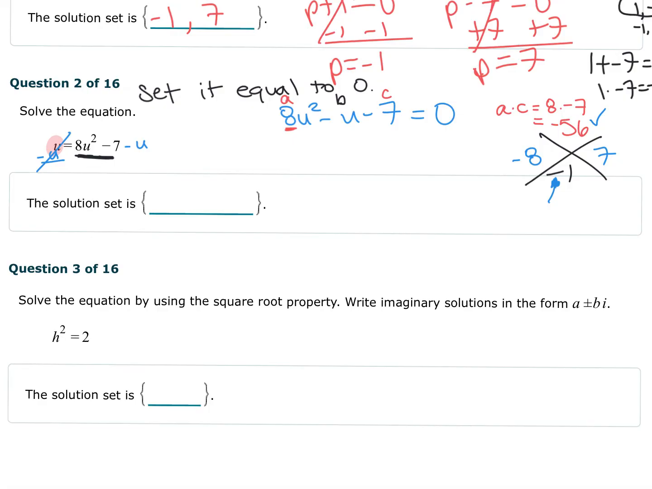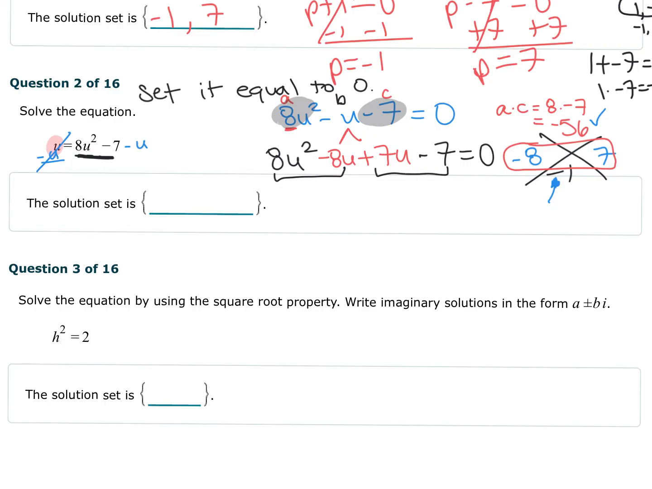Now, if you remember with factoring by grouping, we're going to use these numbers, but we're going to split this term here. And I'll do this in red. So I'm going to have -8u plus 7u. And then the 8u squared and then -7, I just want to point out that it's just going to drop down. I'm not going to change that. All right, so let me rewrite that. So I'm going to have 8u squared, and then the -7 just drops down, and of course it's equal to 0. Okay, so if you remember, once we get to this point, we then do factor by grouping. So I'm going to group these two together and these two together. And then I'm looking at what they have in common.